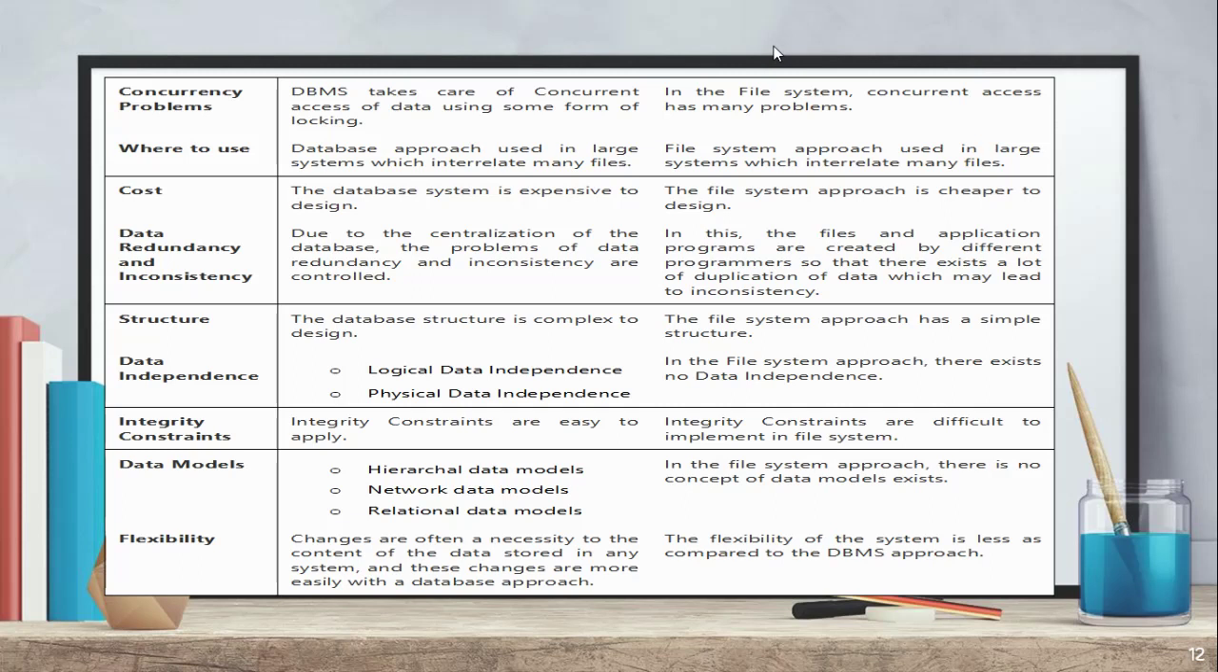Data independence. Logical data independence and physical data independence exist in DBMS. In the file system approach, there exists no data independence. Integrity constraints. Integrity constraints are easy to apply in DBMS. Integrity constraints are difficult to implement in the file system. Data models. The DBMS has three data models: hierarchical data model, network data model, and relational data model. In the file system approach, there is no concept of a data model.